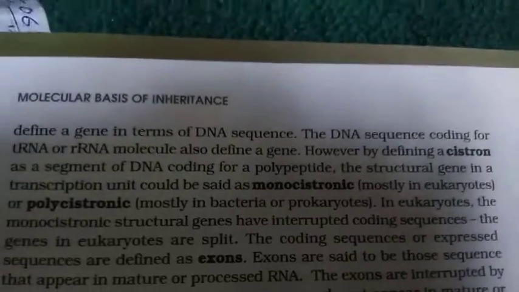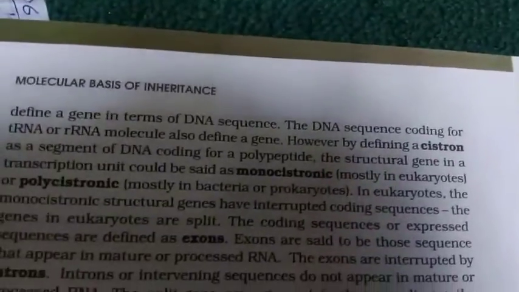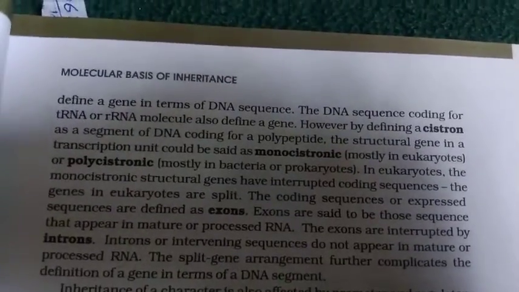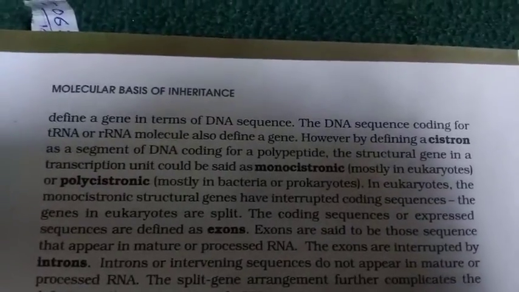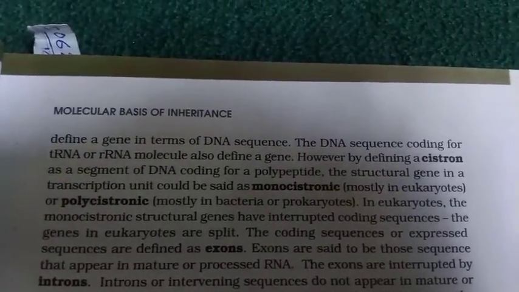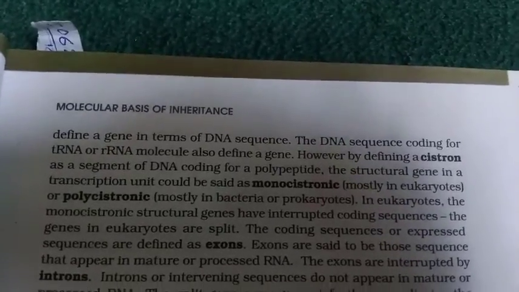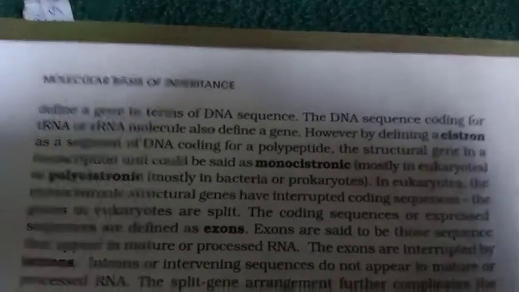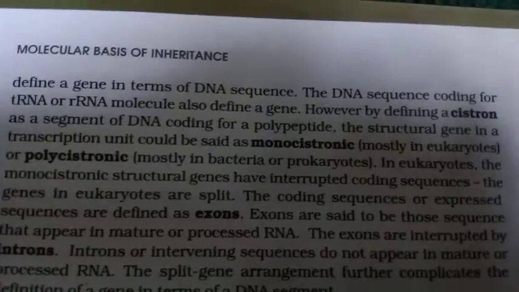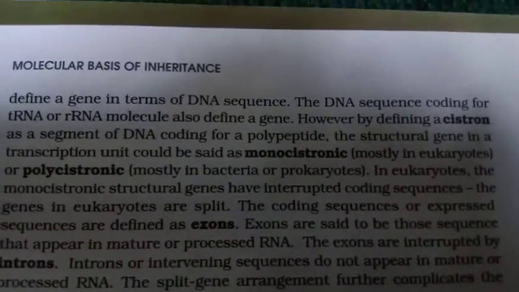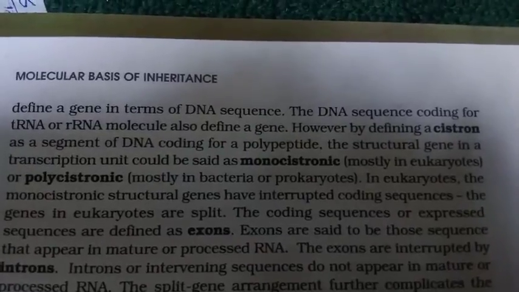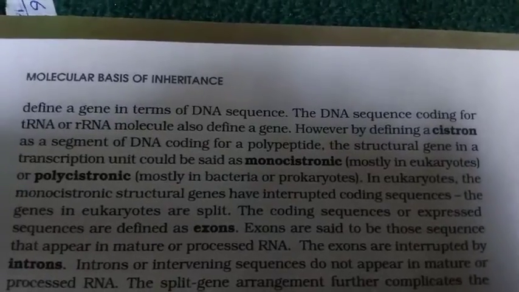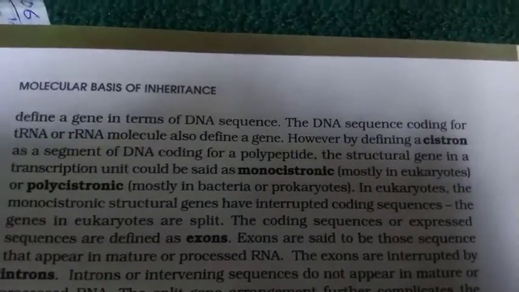The structural gene in a transcriptional unit could be said to be monocistronic, meaning a structural gene may comprise just one cistron, as in most eukaryotes, or it may be polycistronic, having many cistrons together, mostly in bacteria or prokaryotes. In eukaryotes, the monocistronic structural genes have interrupted coding sequences. The genes in eukaryotes are not continuous but are split.